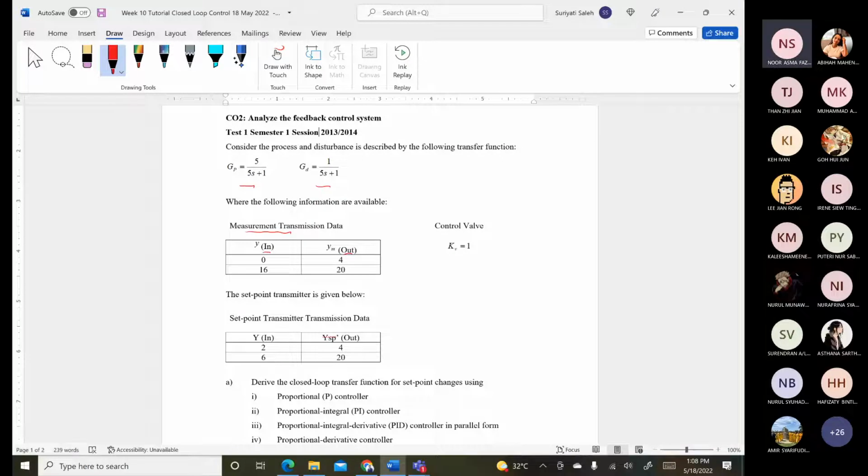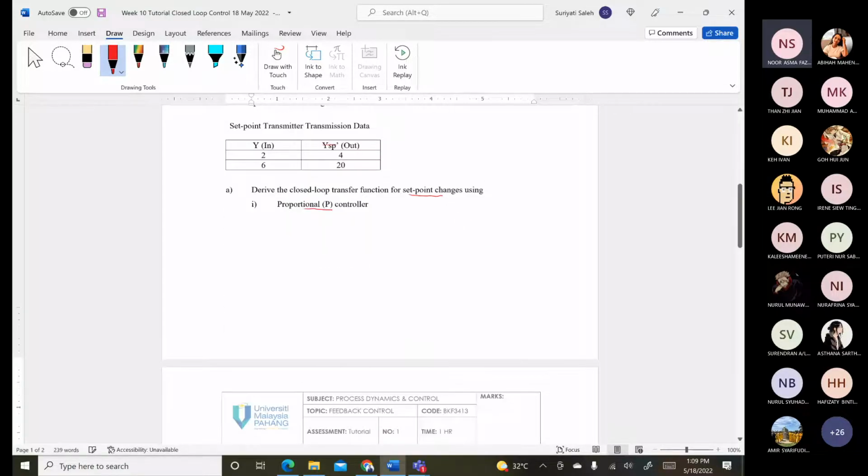On the right, you have the control valve information, the KV equal to 1. And then the next information is the set point transmitter. So you have the set point transmitter data in the form of a table where you have the in and the out. All right. So here I would like you to solve question A1, to derive the closed loop transfer function for set point changes using a proportional controller. So this is the question.